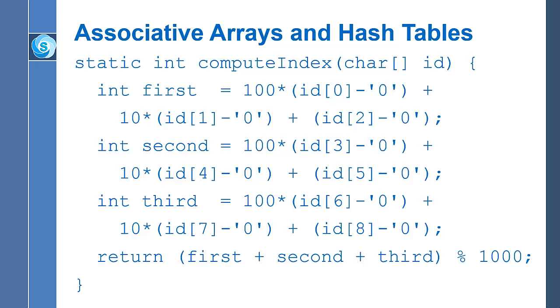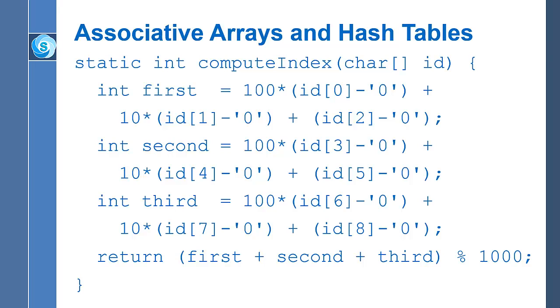Okay? That integer 375 gets stored in the variable first. And then similarly, the integer corresponding to the 4th, 5th, and 6th, the middle 3 characters, would get stored in the integer variable second, and then the integer corresponding to the last 3 characters in the key would be computed. That integer would be stored in the variable third, right?